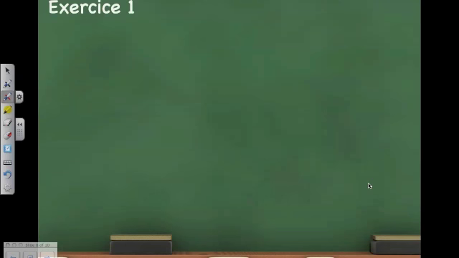Let's do the first exercise. We will use the correct form of être in order to correspond with the subjects that are given. So for the first question, it says, Je blank entré dans la maison. And so because it's je, we use suis.